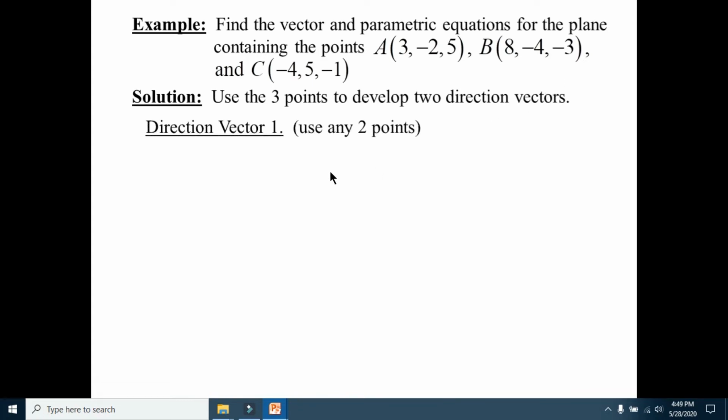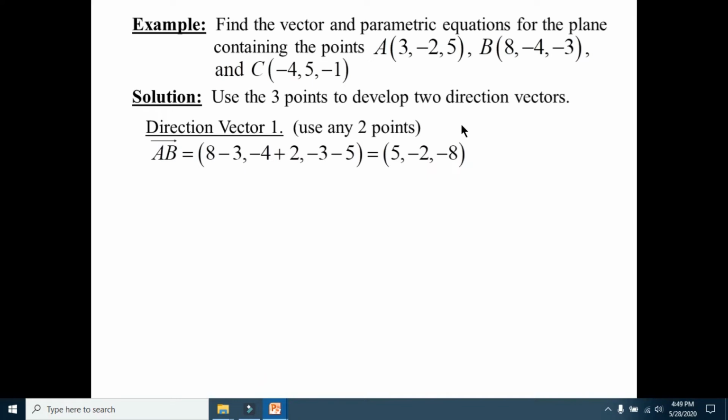So direction vector 1, use any 2 points. How about AB? AB is, we know how to do this, subtract backwards here. 8 minus 3, negative 4 subtract negative 2, negative 3 subtract 5, and this is a vector in the plane.